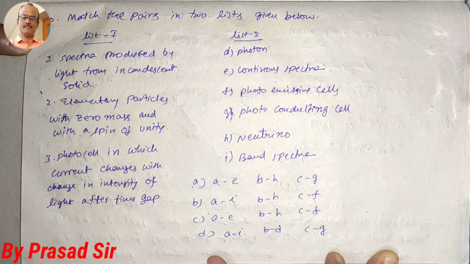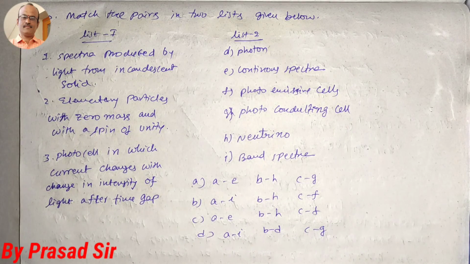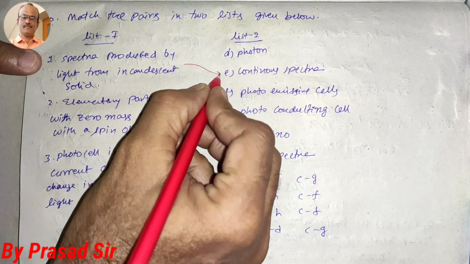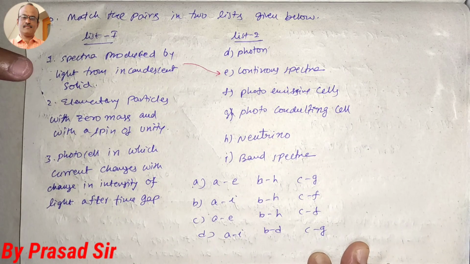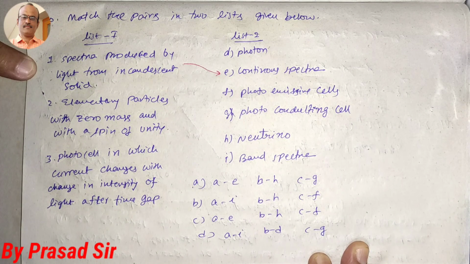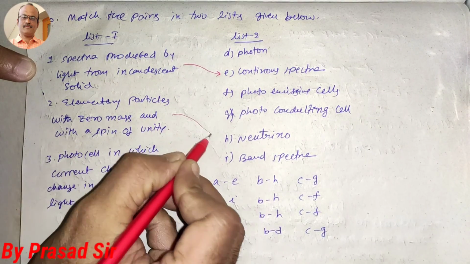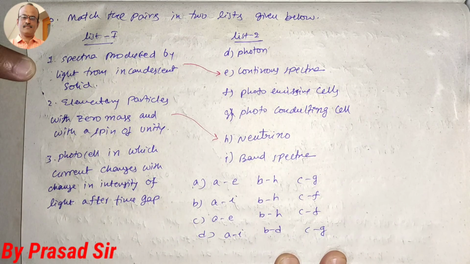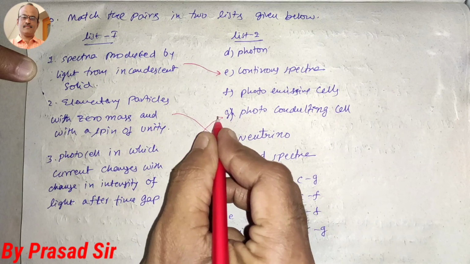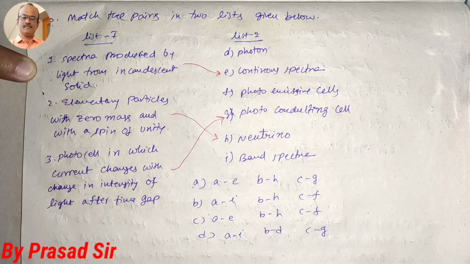First one, spectra produced by light from an incandescent solid. That is nothing but a continuous spectra. Then, elementary particles with zero mass and with a spin of unity. Zero mass, that must go with the neutrino. Then the photocell in which current changes with change in intensity of the light after a time gap, that is photoconducting cells. So that is G. That means E, H, G. So which option is correct here? Option A is correct.